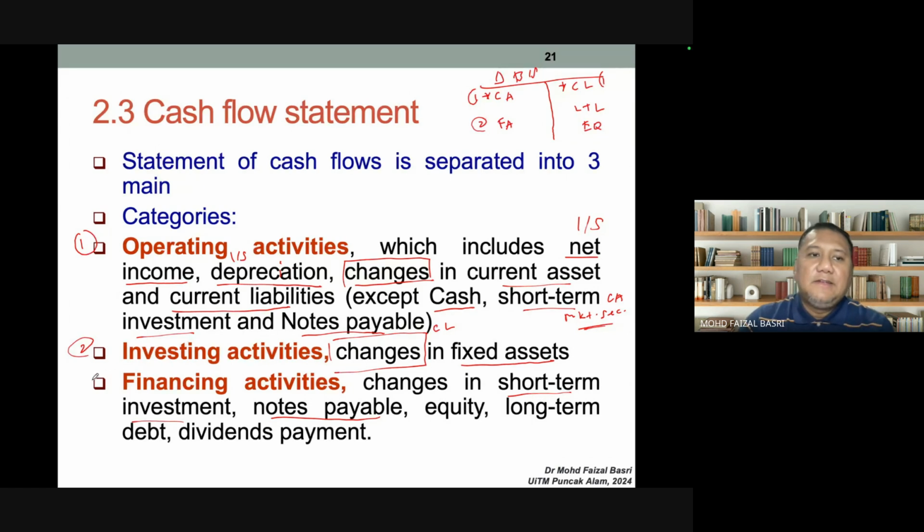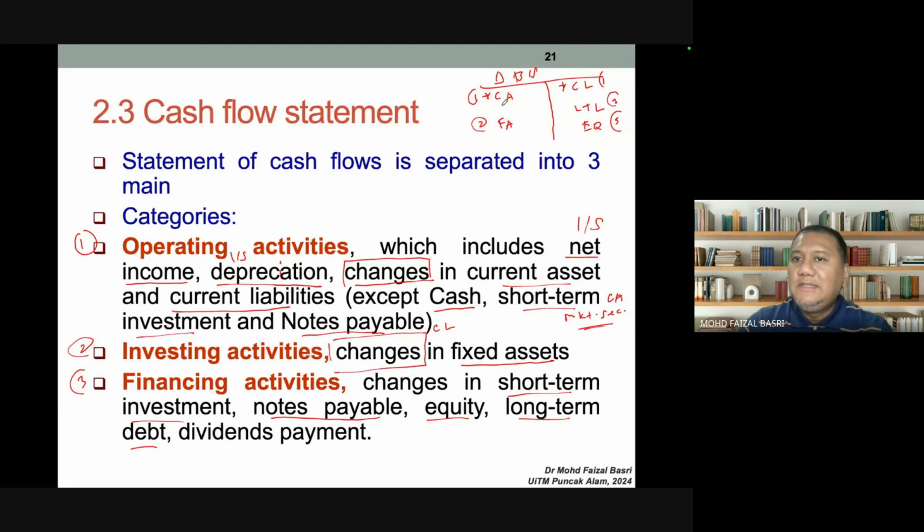And the final category is financing activities. The first 2 exclusion from the operating akan masuk dekat sini. Okay, yang I underline dekat number 1 ni, short term dengan notes payable akan masuk dekat sini, together with equity and also long term debt. So equity ni, yang ni, this is number 3. This is also number 3.